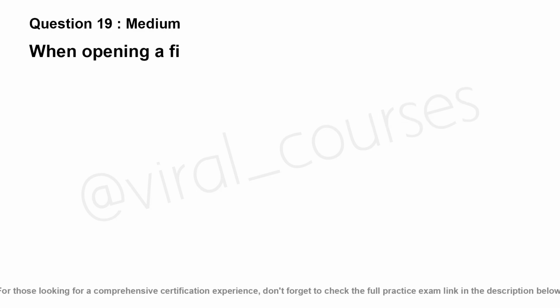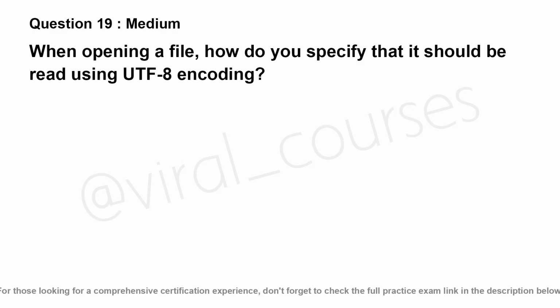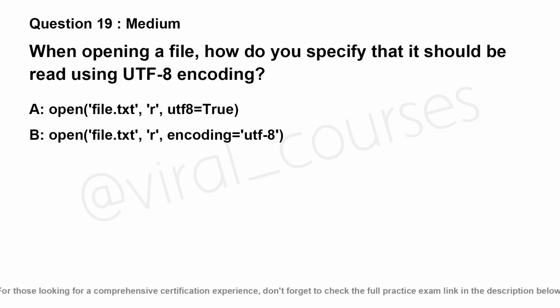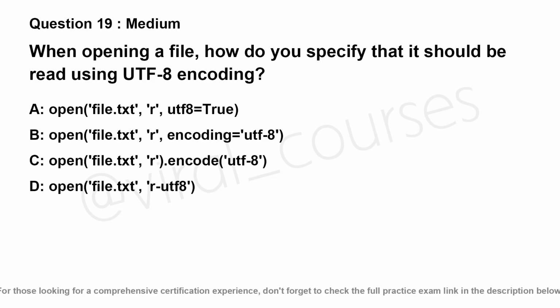When opening a file, how do you specify that it should be read using UTF-8 encoding? Option A, open('file.txt', 'r', utf8=True). Option B, open('file.txt', 'r', encoding='utf-8'). Option C, open('file.txt', 'r', encode='utf-8'). Option D, open('file.txt', 'r', 'utf-8').